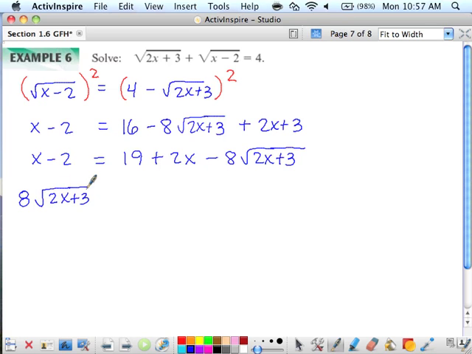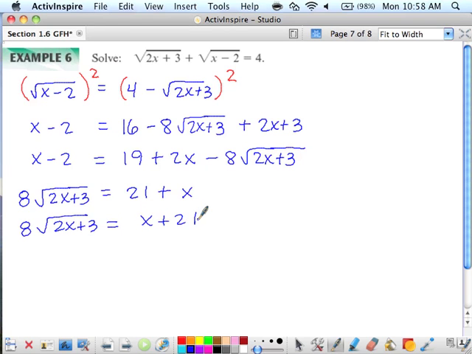That means I need to take the x to the right and the 2 to the right. So I'm going to subtract x and add 2, giving me 21 plus 1x. Is everybody okay to here? Anybody want to turn that around, write x plus 21? I do. So let's do that. We have 8 square roots of 2x plus 3 equals x plus 21.